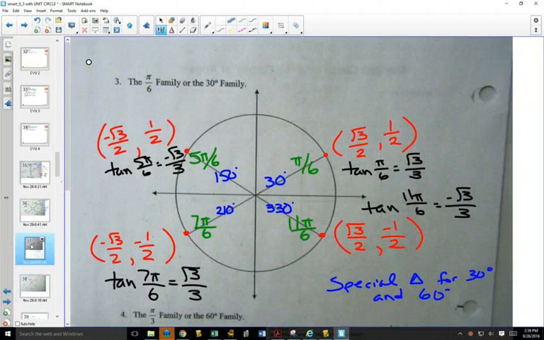If I go back to my 30 degrees and I look at that point, where does it look like it's cut in half? Along the y-axis. So that can be just an easy visual thing to help you remember where the half goes. So here I would know with 30 degrees the half has to go with my y-coordinate because it cuts my y-axis perfectly in half. And then the root 3 over 2 would have to go with my x-coordinate.